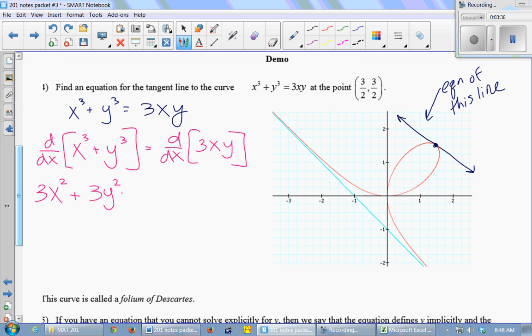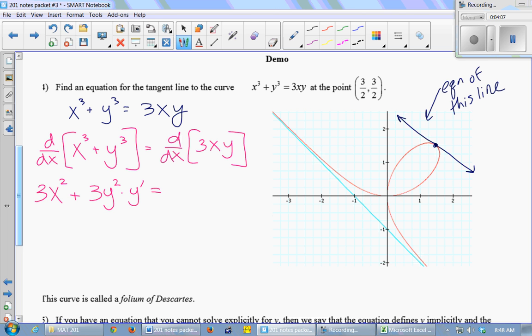but then I have to multiply by the derivative of the inside function. y is a function of x. So I have to then multiply by y prime, the derivative of y. That's what we want to know. We're trying to find the slope of this tangent line. We're trying to find y prime at the point 3/2, 3/2. So I don't know what it is yet.